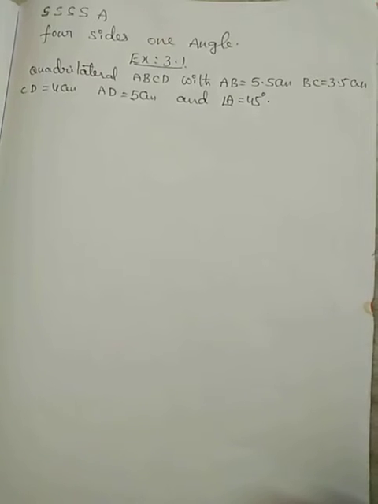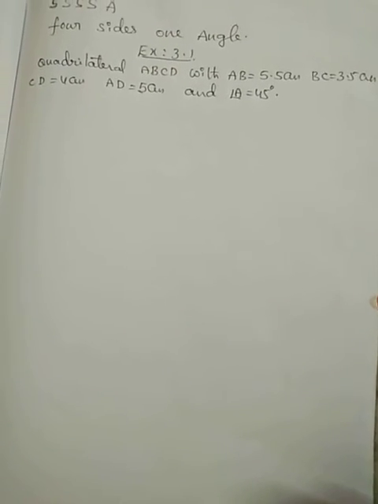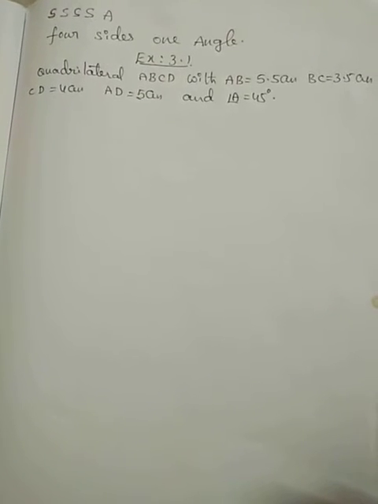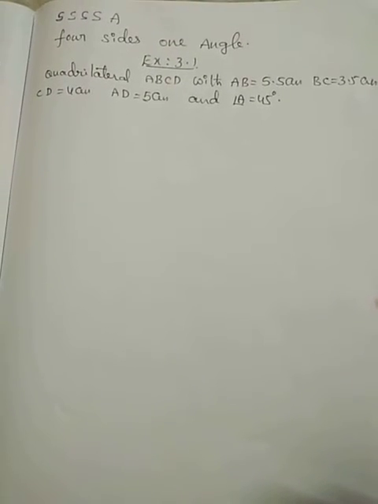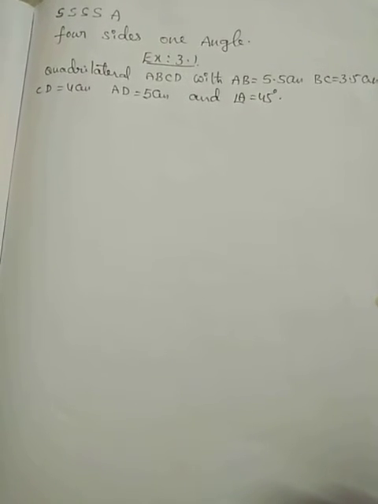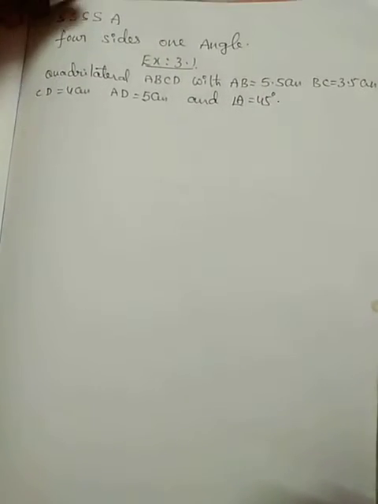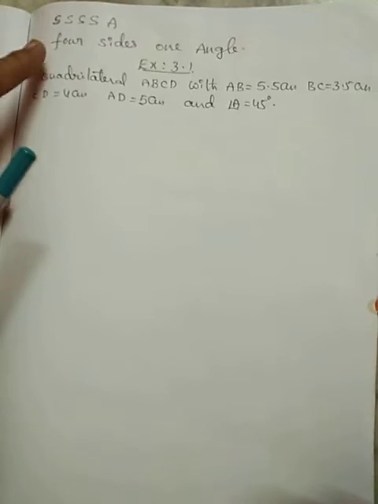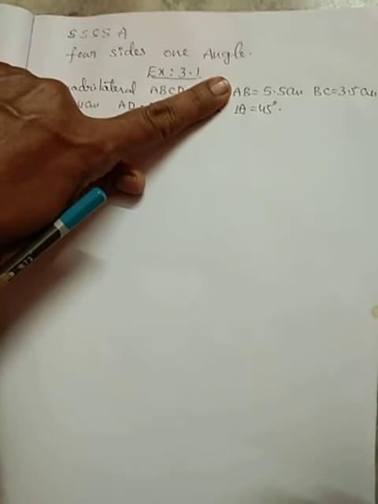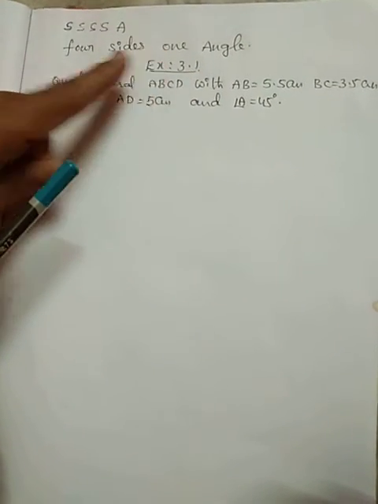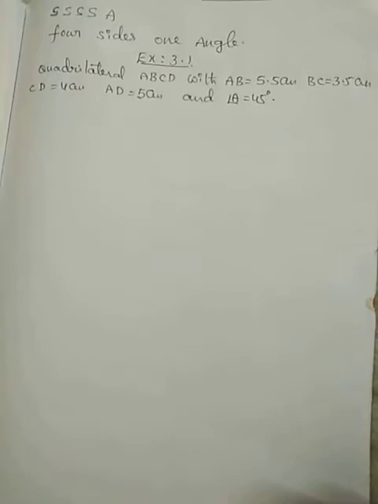This is for 8th class Maths, construction of quadrilaterals. There are 5 models to construct a quadrilateral. The first model is SSSSA, meaning 4 sides and 1 angle. We need 5 measurements to construct a quadrilateral.